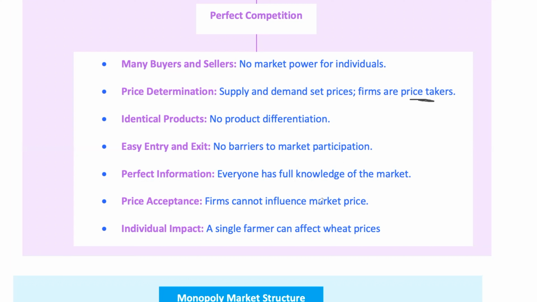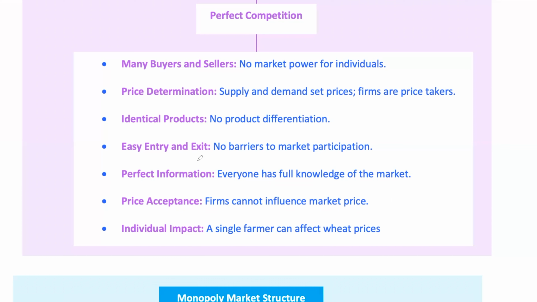To maximize profit, a firm will produce where its marginal cost equals the market price. In the short run, a firm might earn positive economic profit, but in the long run, the entry of new firms will drive economic profit to zero.